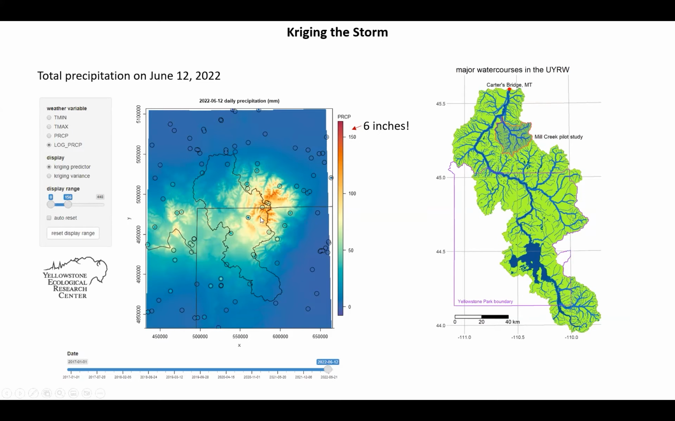You can see in this example, this was a major precipitation event that hit the area on the 12th. Some places got 6 inches in a day. This is more water than most of these places would get in the entire month.